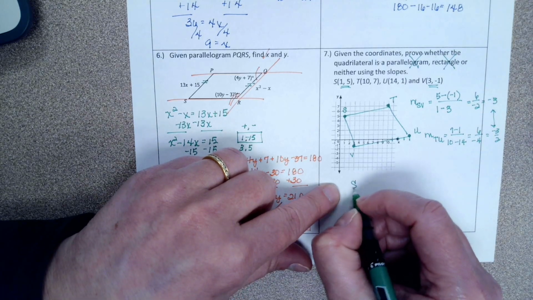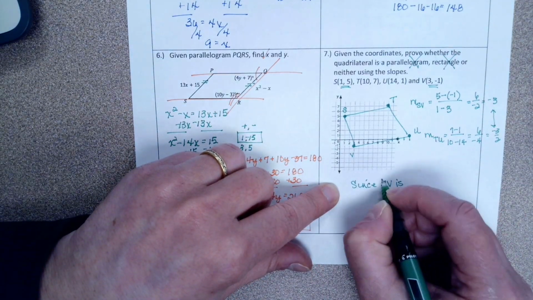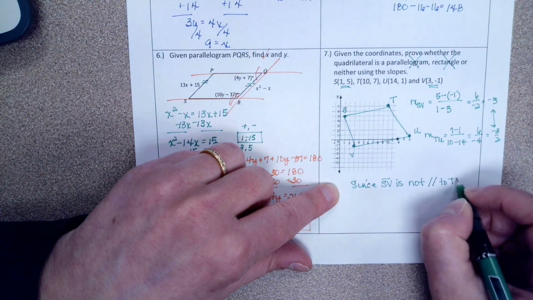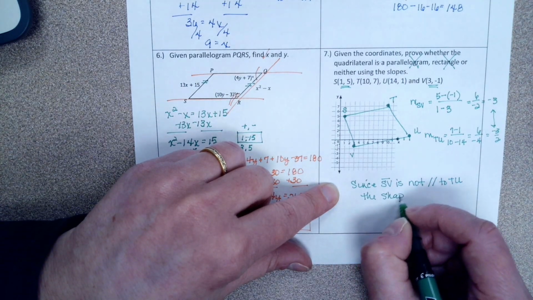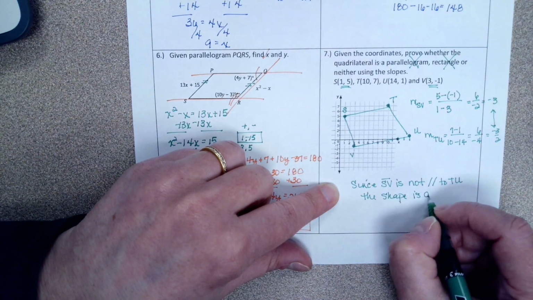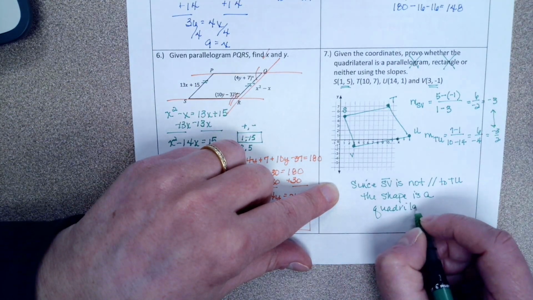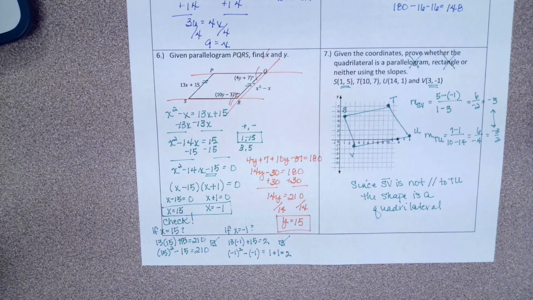Okay, so since SV is not parallel to TU, the shape is a quadrilateral. Now, as we move on, we might discover that it's one of our other shapes, but for now, it is definitely not a parallelogram or a rectangle.